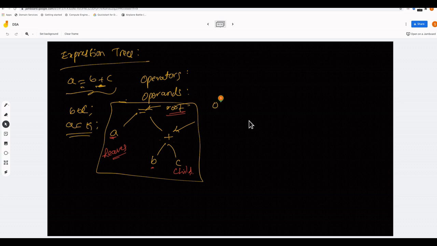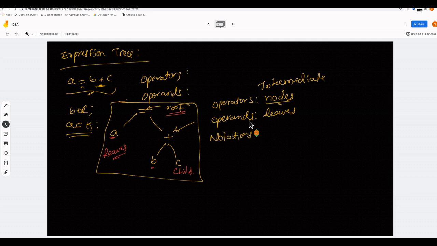If you notice, all the operators remain as nodes. Operators are nodes, and operands will be leaves. I'm sorry, everything is a node, and operators are intermediate nodes. Of course this is as simple as it can be. Now let's go through the traversal techniques, or evaluation, in fact the notations. This is what I wanted to discuss today.